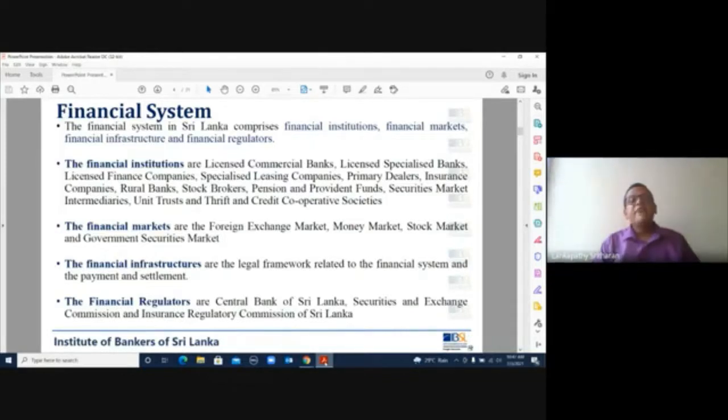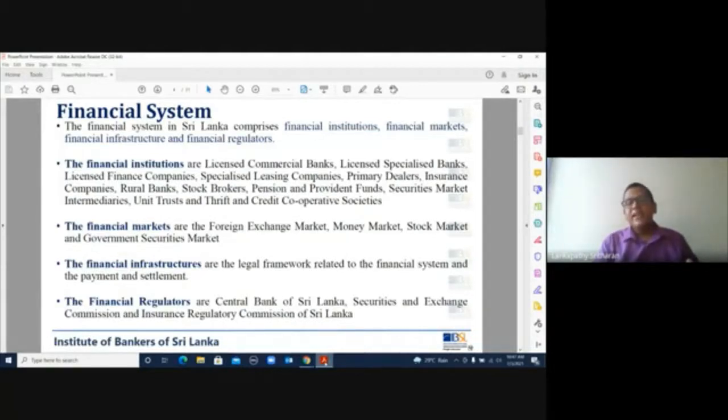Then finally, financial regulators. How many financial regulators are there in Sri Lanka generally? Three. There are three main financial regulators, but we can say there is a fourth one also. Who are they? The Central Bank of Sri Lanka is the one regulating and supervising the licensed commercial banks, licensed specialized banks, finance companies, leasing companies, etc.